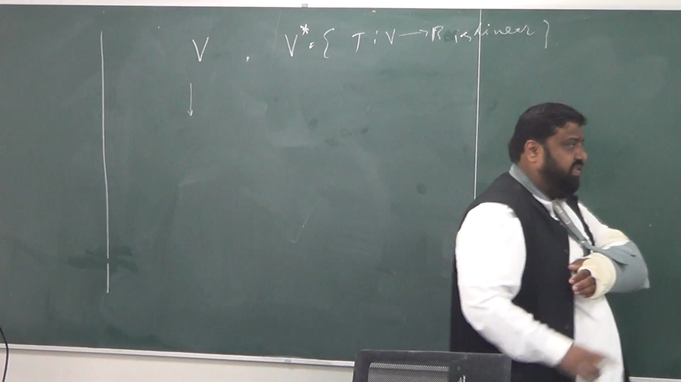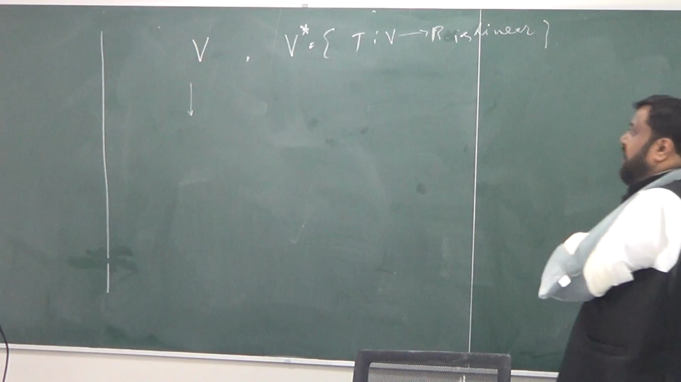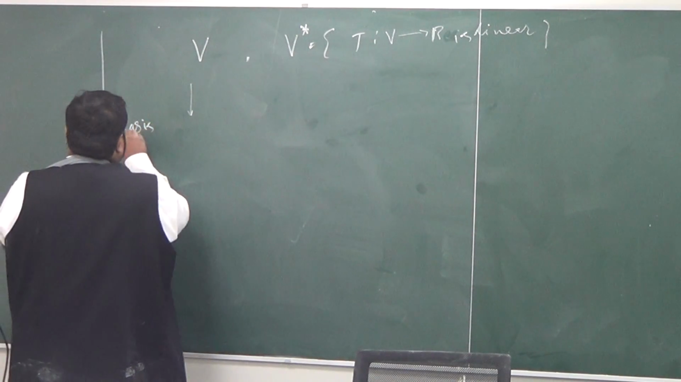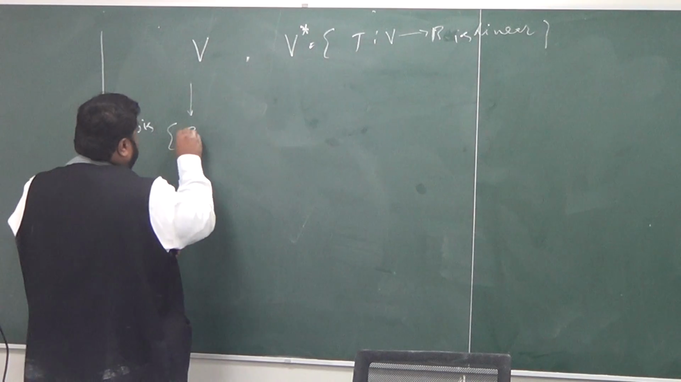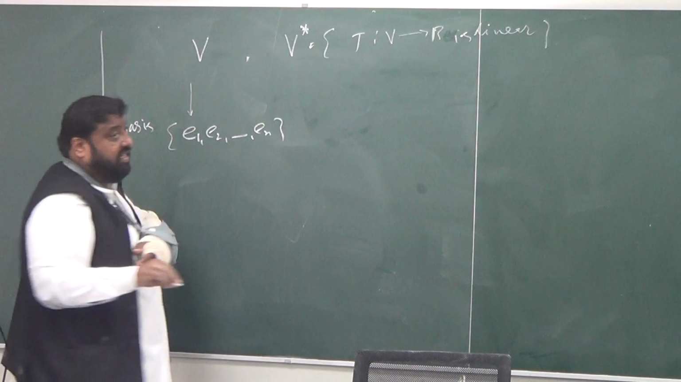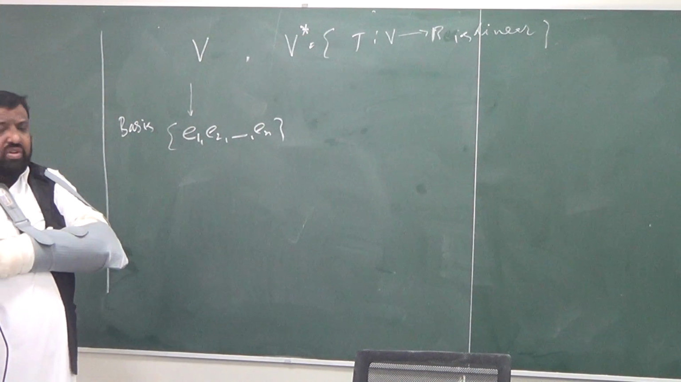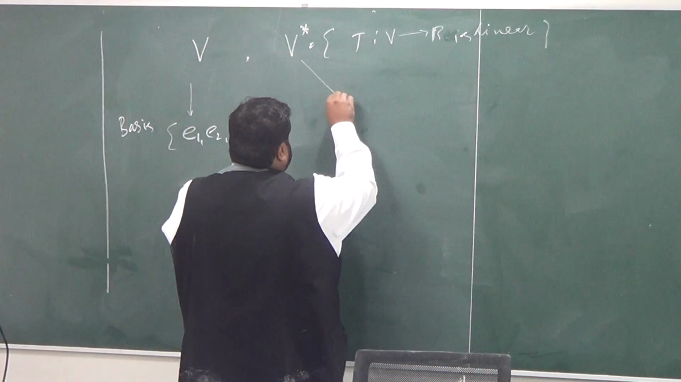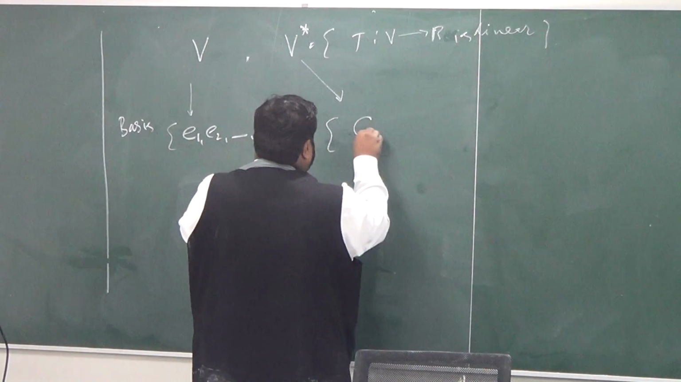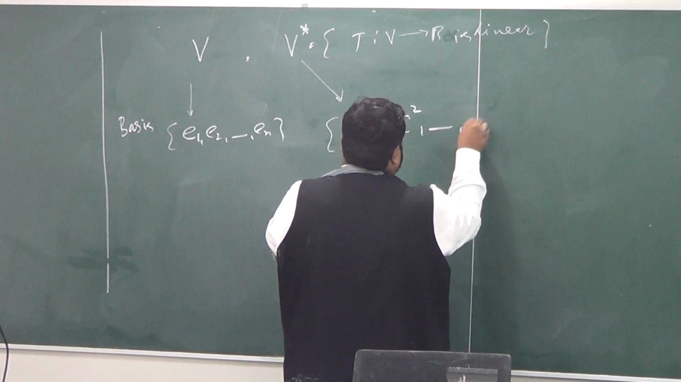Okay, not talking about infinite dimensions. The basis for the vector space V, we're always going to denote by these E1, E2, up to En. It's a standard basis, though you can have any basis you want. And for V star, we're going to use the basis epsilon 1, epsilon 2, up to epsilon n.